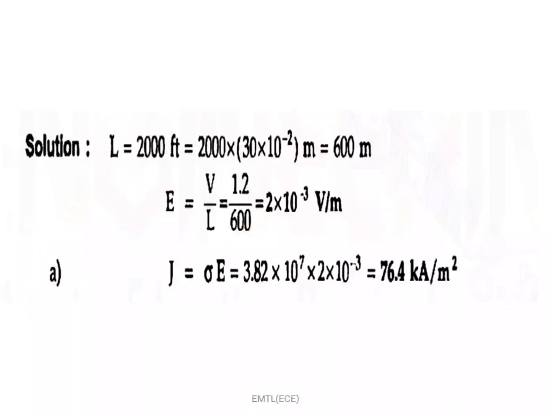So we have to find the value of current density. Current density J is equal to sigma E, according to the point form of Ohm's law. Sigma is conductivity and E is electric field intensity. The sigma value is given in the problem, that is 3.82 into 10 power 7, and the electric field intensity value is 2 into 10 power minus 3. So the current density is equal to 76.4 kilo ampere per meter square.